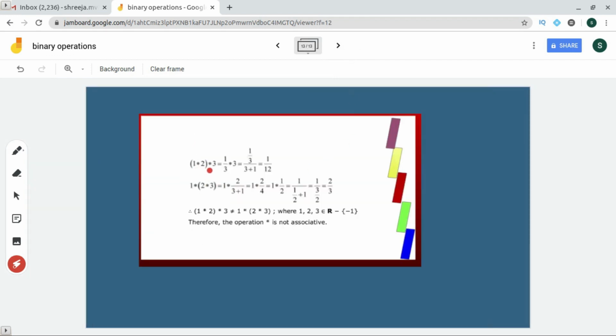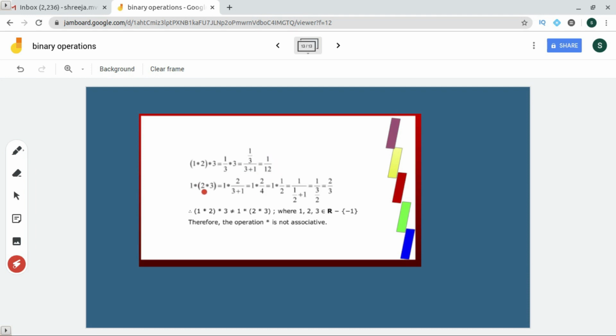Now (1 star 2) star 3. 1 star 2 is 1 divided by 2 plus 1, which is 1 by 3, star 3. A divided by B plus 1, A is 1 by 3, B is 3, so B plus 1 is 3 plus 1. That is 1 by 3 divided by 4, that is 1 by 3 into 1 by 4, which is equal to 1 by 12.